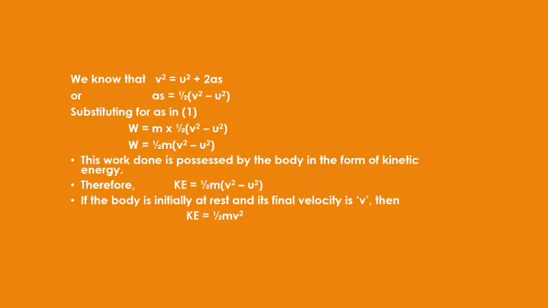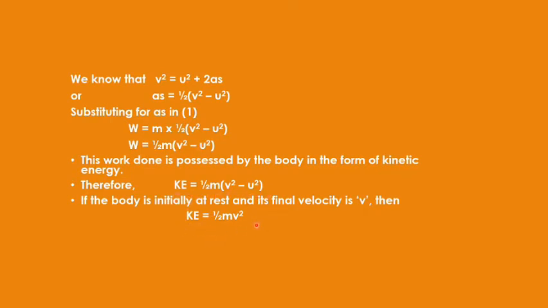Now, by using the third equation of motion, V square equals U square plus 2AS. From here you can find the value of AS, which comes out to be 1 by 2 (V square minus U square). Putting this value in the first equation, that was M into AS, in place of AS I put half (V square minus U square). If the body is initially at rest, then U equals 0, and you can write kinetic energy equals half mv square.